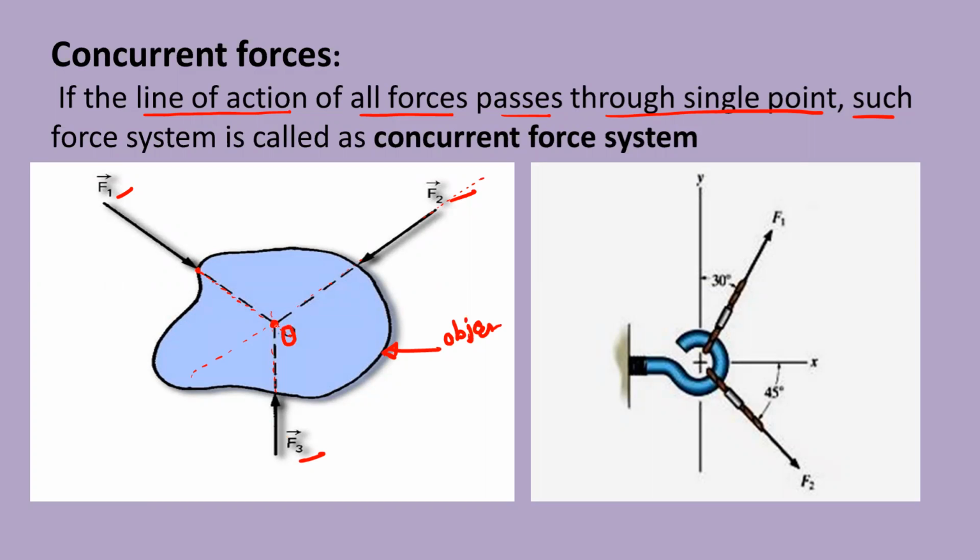So this system is called a concurrent force system because the lines of action of all the forces are passing through a single point. And this point, through which all the lines of action are passing, is called the point of concurrency.